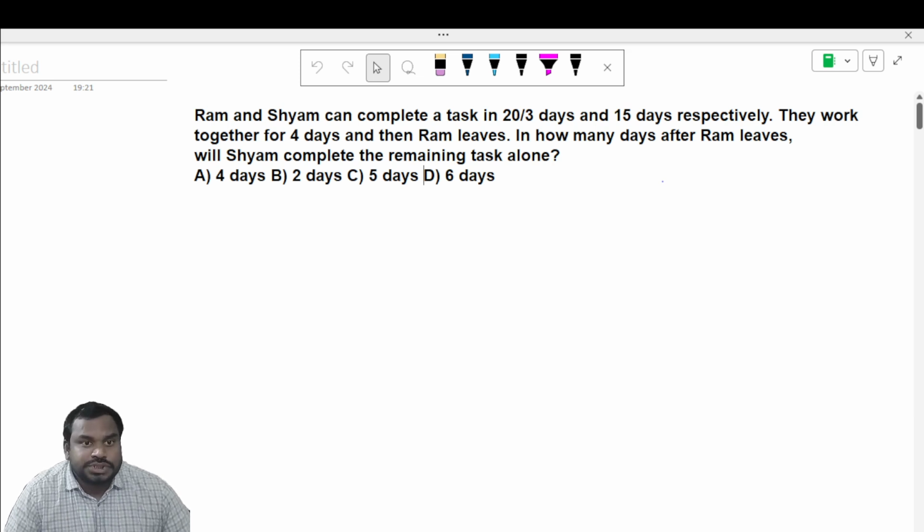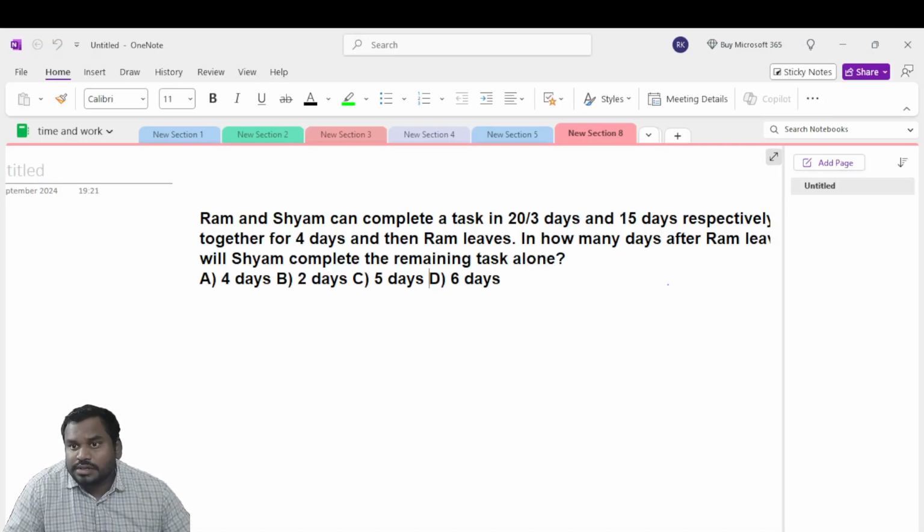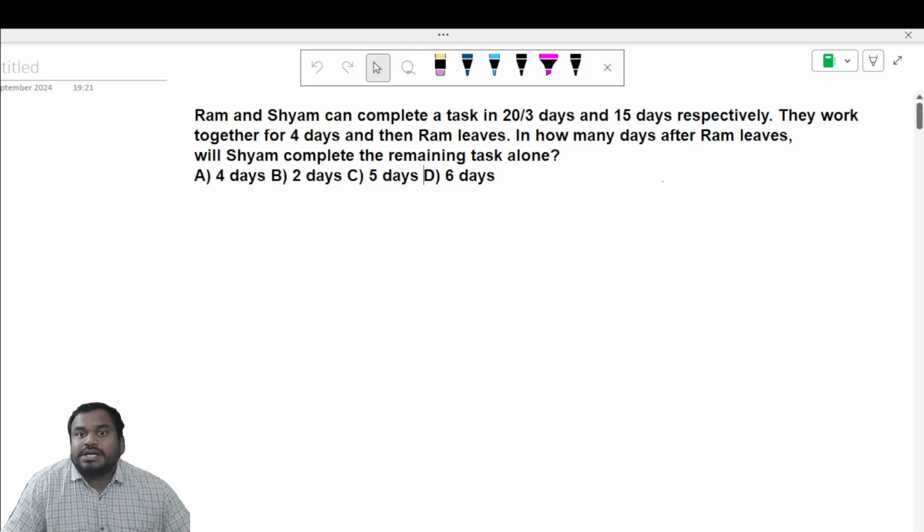Okay, coming to the question. Ram and Sham can complete a task in 20 by 3 days and 15 days respectively. They work together for 4 days and then Ram leaves. In how many days after Ram leaves will Sham complete the remaining task alone? So, this is the question.